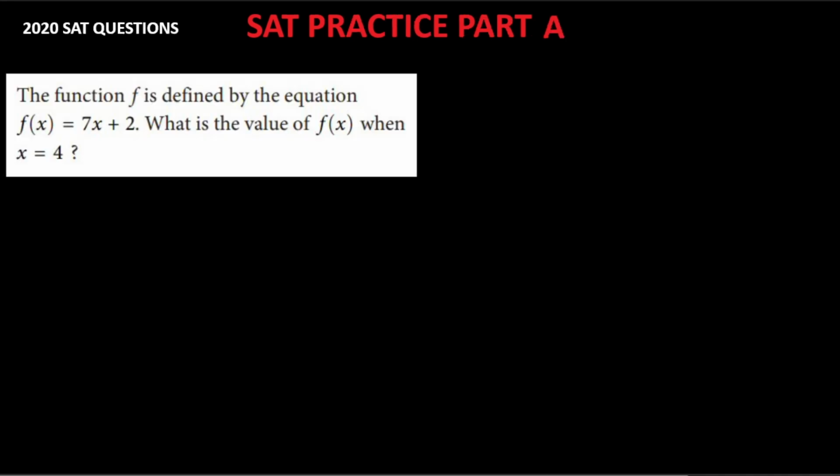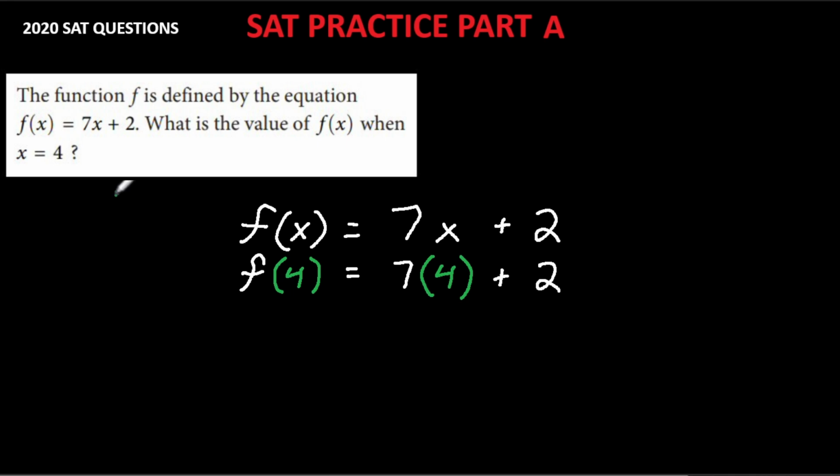We're given a function of x, which is 7x plus 2, and we're asked to find the value of the function when x equals 4. So what this is asking is for f of 4. So I've gone ahead and replaced the x's with 4's. So this is f of 4 equals 7 times 4 plus 2.